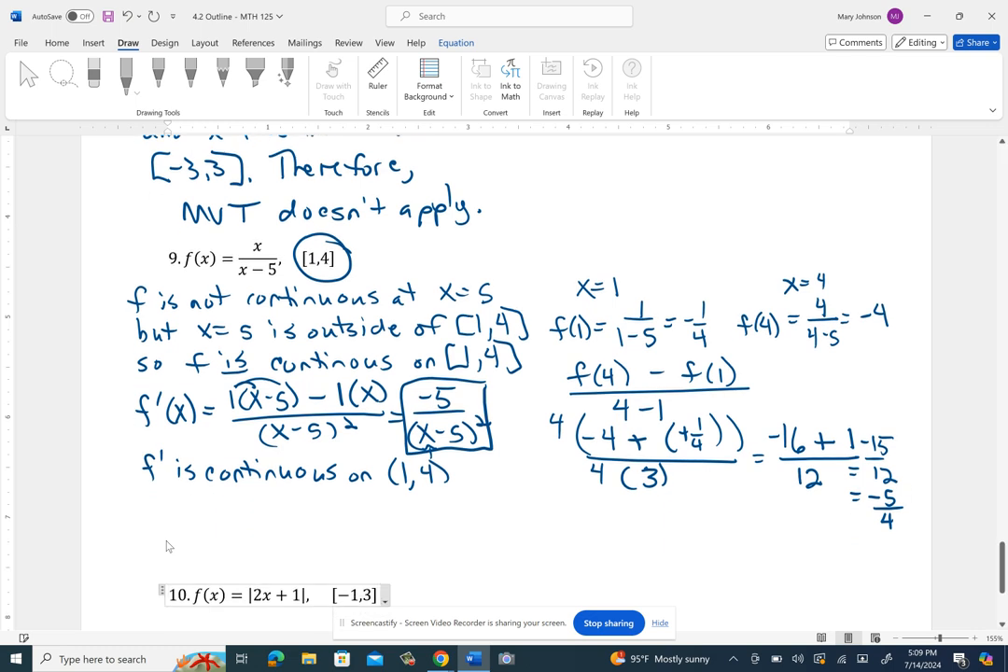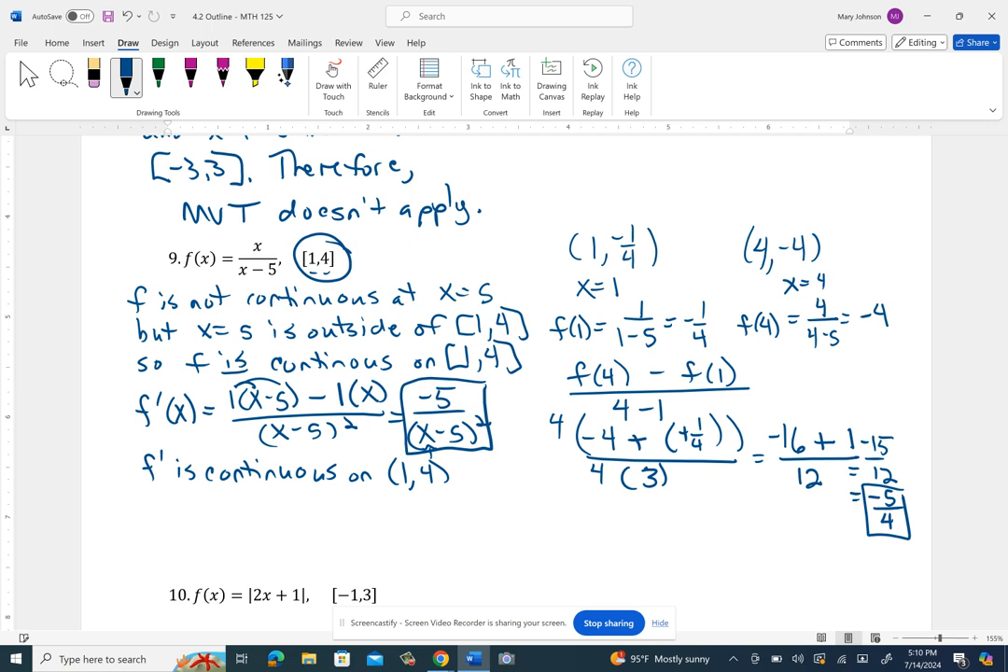All right, so that's not the C value. That's just the average rate of change. There we go. That's just the average rate of change from the point 1, negative 1/4 to 4, negative 4, okay, which I got from using the x of 1 and x of 4 and just doing the normal slope formula.